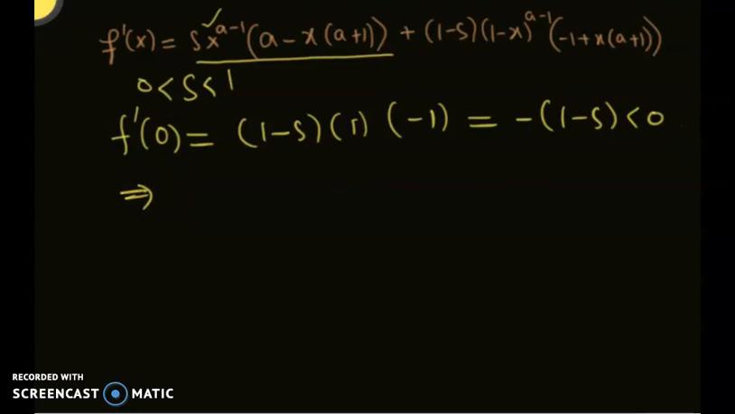So this implies that x1 equal to 0 is a stable equilibrium point or equilibrium solution.